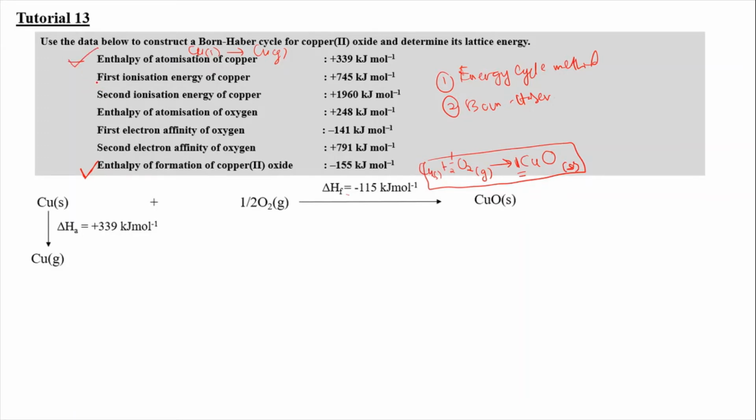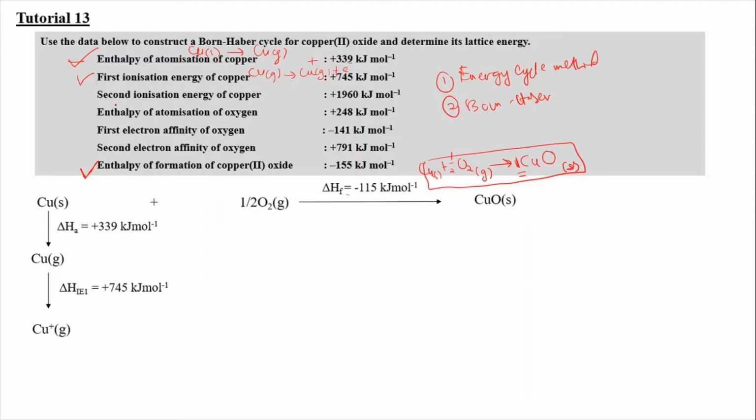We move on to the next step, which is the first ionization energy of copper. Ionization energy means copper in the gaseous state will remove 1 mole of electrons in order to produce copper plus gaseous ion, and 1 mole of electrons is being donated. So this requires energy which is 745 kilojoule per mole.